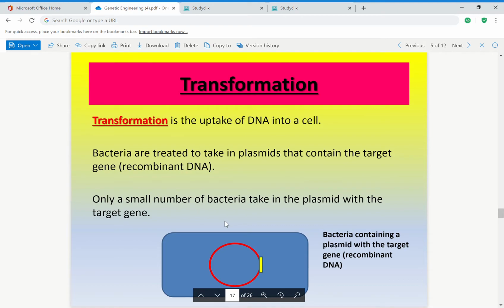Fourth stage is transformation. Transformation is the uptake of DNA into a cell. So what's happened then is now that you've put the recombinant DNA back into the cell, as I mentioned, only a small number of bacteria take in the plasmid with the target gene. In reality, you only need one to succeed, as one bacteria can make multiple copies of itself.